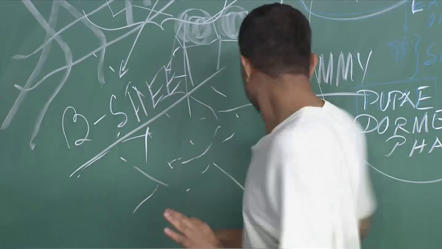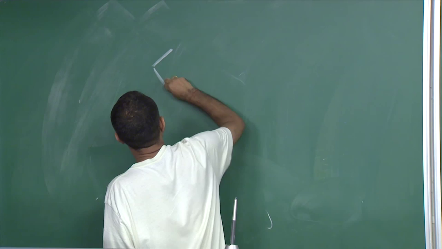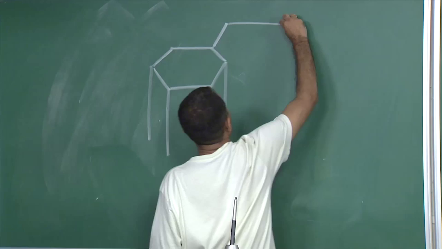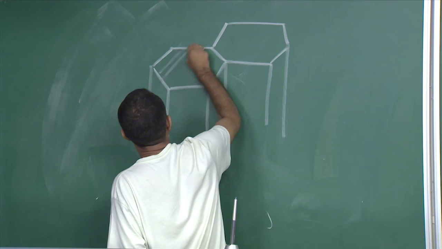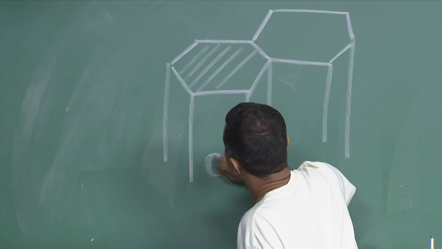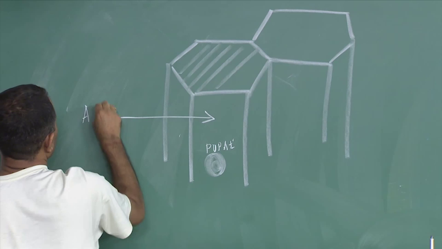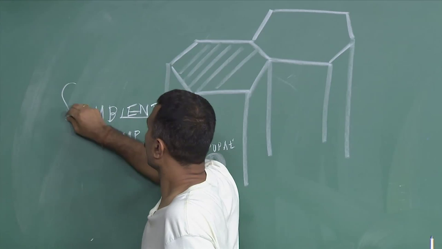So, let me just get on the board for this, just to give you an idea about the basic premise to start these kinds of studies. You see the hornet nest, something like this kind of structure, side by side. And on top of this, you have this, and the pupae is growing out here. For this pupae to grow, there has to be an ambient temperature. Okay. How is this ambient temperature being maintained? This was the fundamental question.